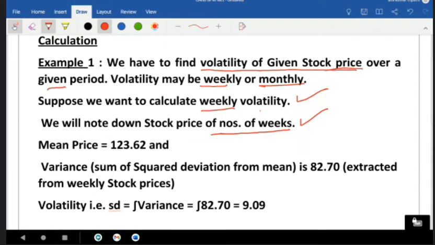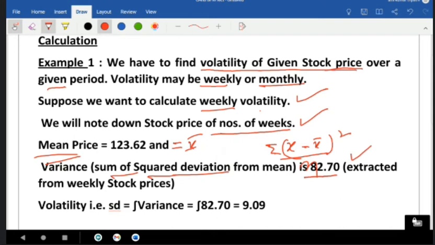Let the mean price be X bar. I told you about X bar, the mean price. And the variance, I told you, is the sum of (X minus X bar) whole square divided by n. So the sum of squared deviations from the mean, that means deviation x minus x bar squared, and the sum is 82.70. So variance is this.